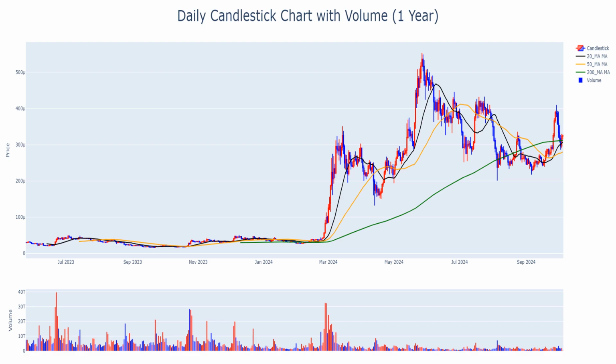Recently, PEPETRY's price has remained range-bound between 0.000320 and 0.000330, with declining volume indicating a consolidation phase. If volume picks up, PEPETRY may test recent highs again.